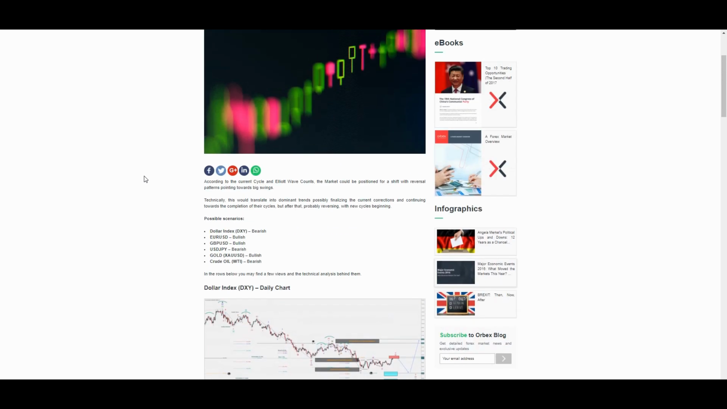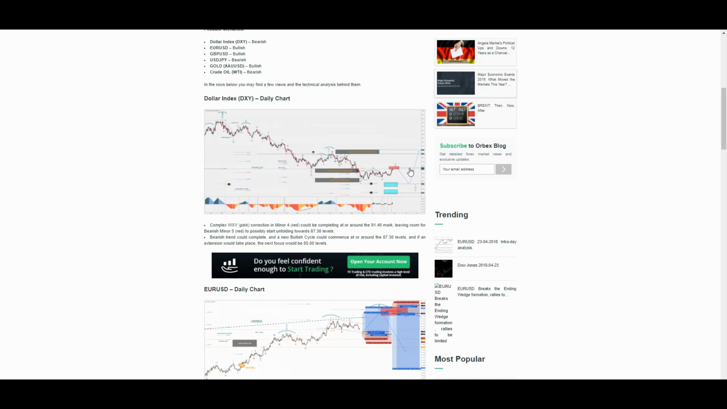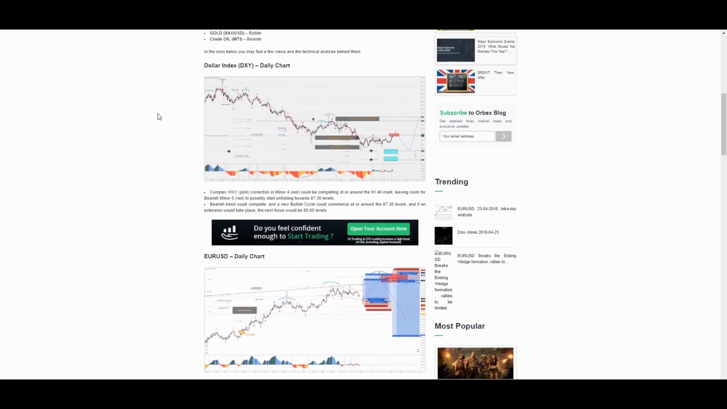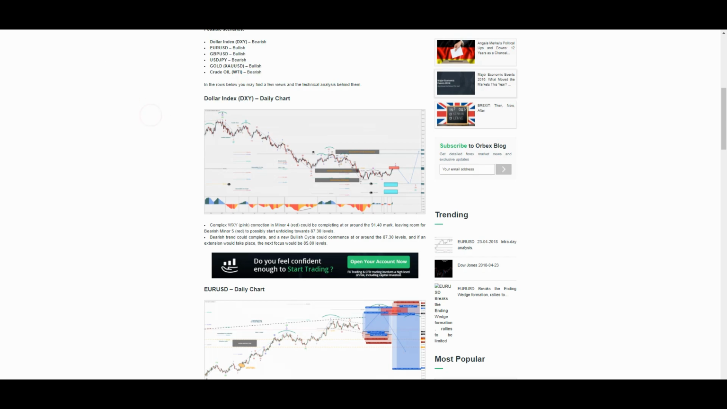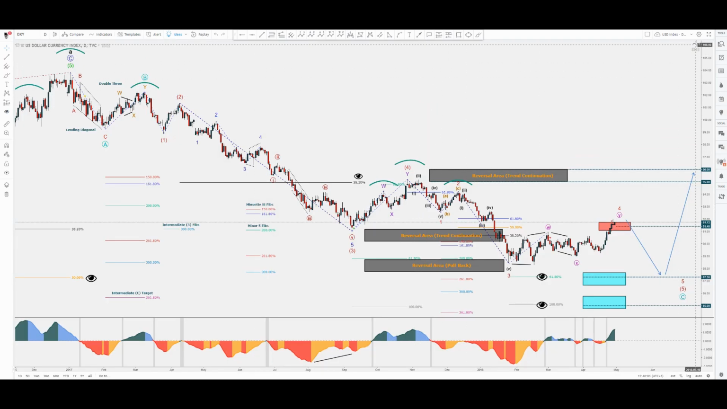So in this article, I'm pointing out the dollar index on a bearish view, EUR/USD bullish, GBP/USD bullish, USD/JPY bearish, gold possibly a bullish setup, and crude oil to be bearish medium term. Let me jump on the charts. On the dollar index daily chart, I can spot a possible shooting star candle formation right here, and this pattern I've labeled as a WXY in a triple three for minor 4.